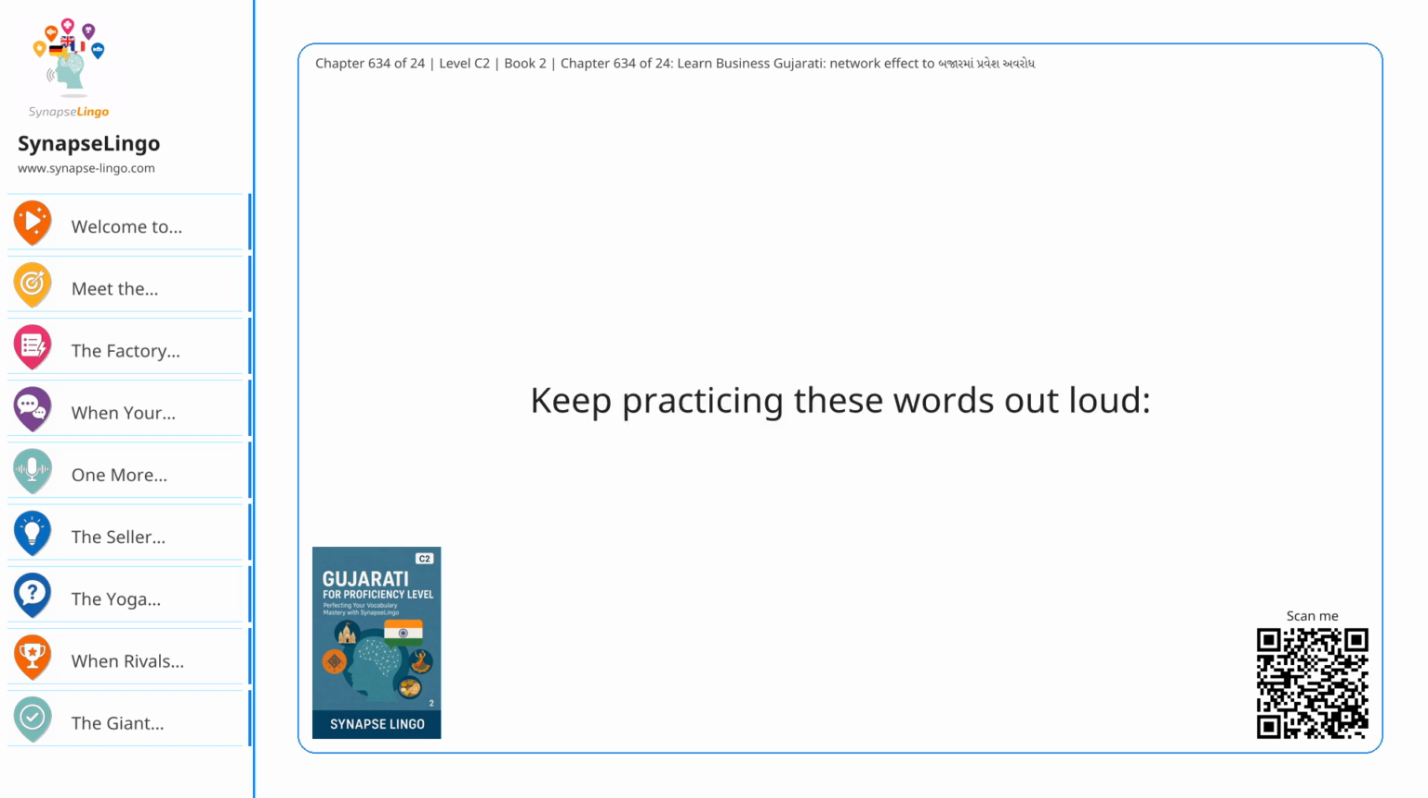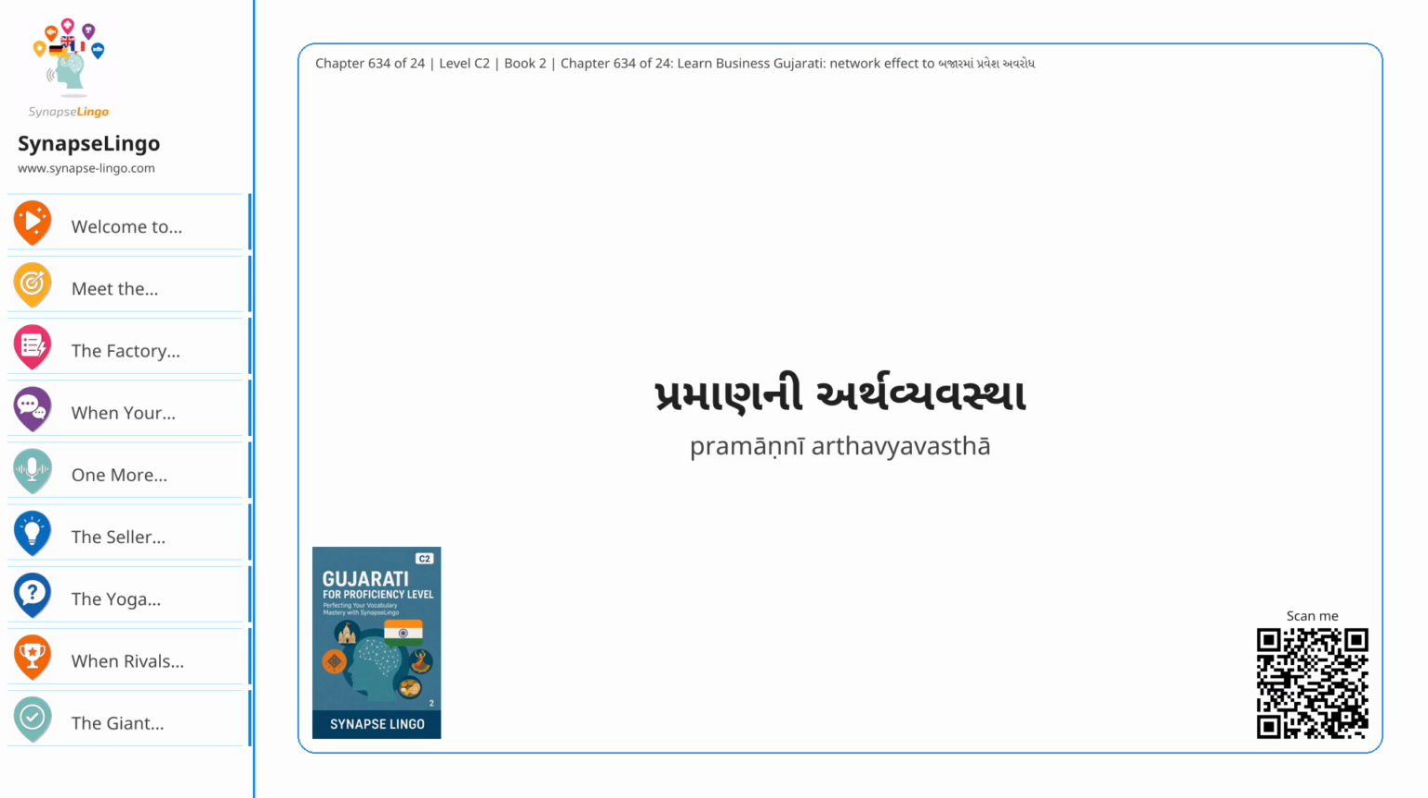Keep practicing these words out loud. નેટવર્ક અસર. પ્રમાણની અર્થવ્યવસ્થા. શીખવાની વક્રરેખા. સીમાંત ખર્ચ. બજાર શક્તિ. કિંમત નક્કી કરવાની લવચિકતા. સ્પર્ધાત્મક ગતિશીલતા. And બજારમાં પ્રવેશ અવરોધ.